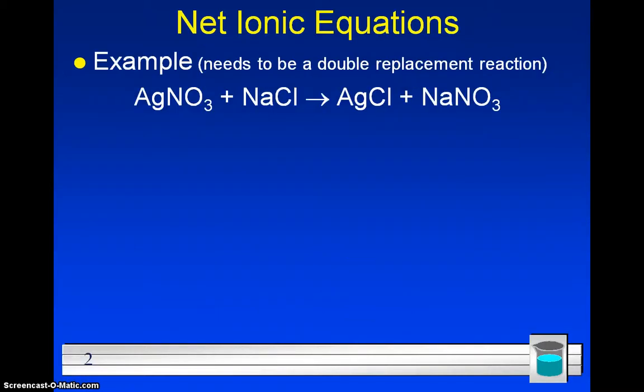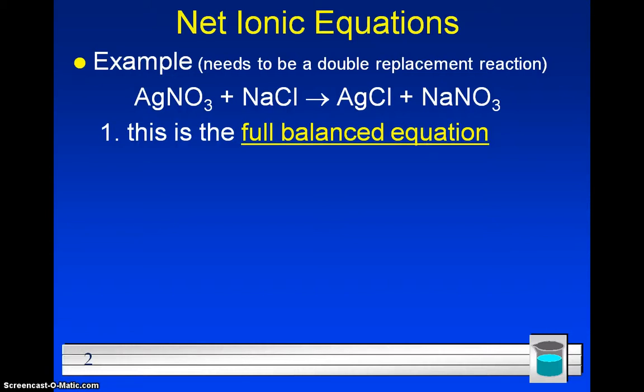So let's go ahead and look at an example. If we were to put silver nitrate and sodium chloride together, remember both of these are aqueous, so they're dissolved in water. They're both very clear liquids. You know what salt water looks like. It looks like clear liquid. We couldn't really tell the difference between it and water, and silver nitrate looks pretty much the same. If we put these two together, they're going to swap partners, and the silver will go with the chloride, the sodium will go with the nitrate.